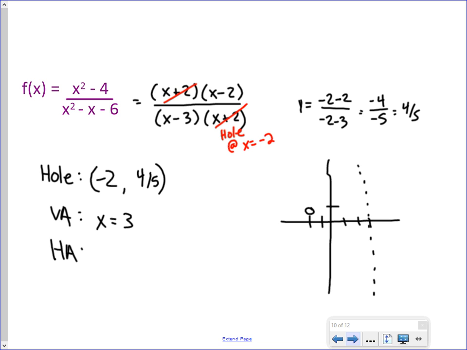Horizontal asymptote. You can look at the reduced function, but I usually look at the original one because it's probably written a little bit nicer. What do you notice about the degree of the numerator and the denominator? They're the same. So remember, when they're the same, your horizontal asymptote is at a over c, which is the ratio of your leading coefficients. So 1 over 1, so y equals 1.